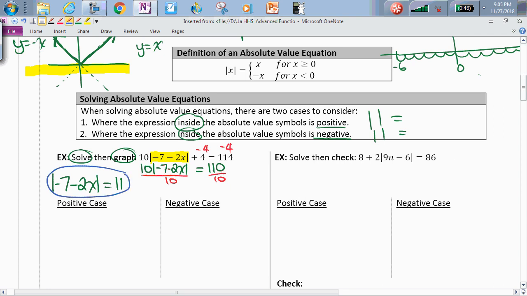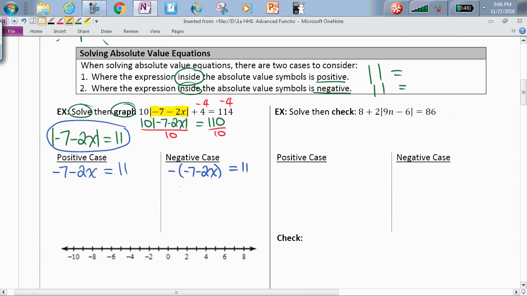We're going to set it up as the positive case and the negative case. The positive case says the stuff inside the absolute value is positive, so I just leave it as it is, negative 7 minus 2x, remove the absolute value, and set it equal to 11. When it's negative, this actual part inside is negative, which means all the signs were changed. So what we actually had was 7 plus 2x, so these signs changed. This one over here stayed the same. So we're going to go ahead and solve this.